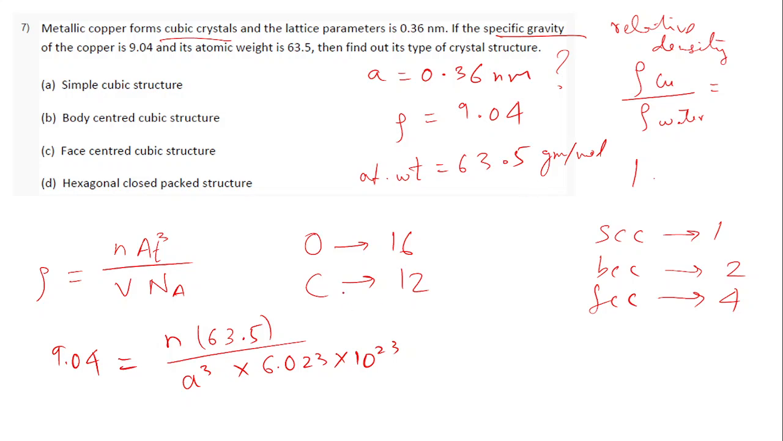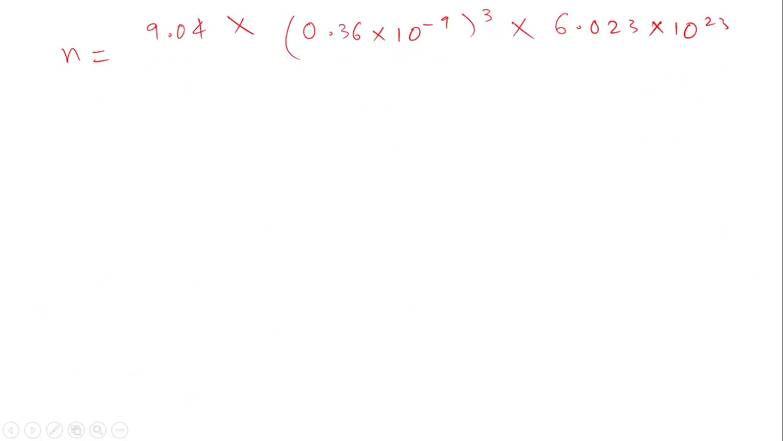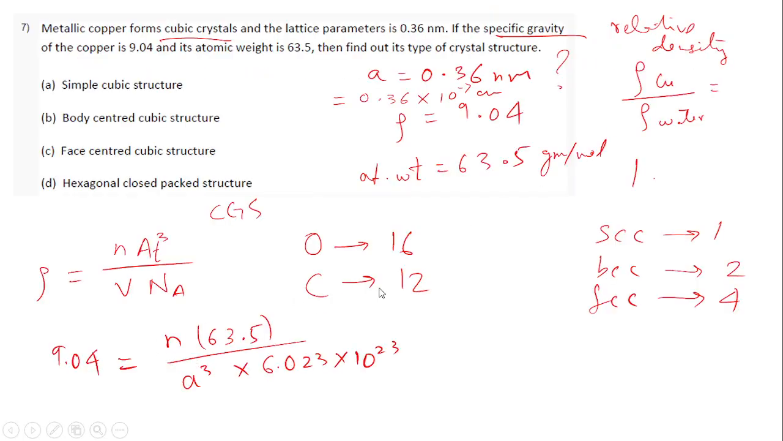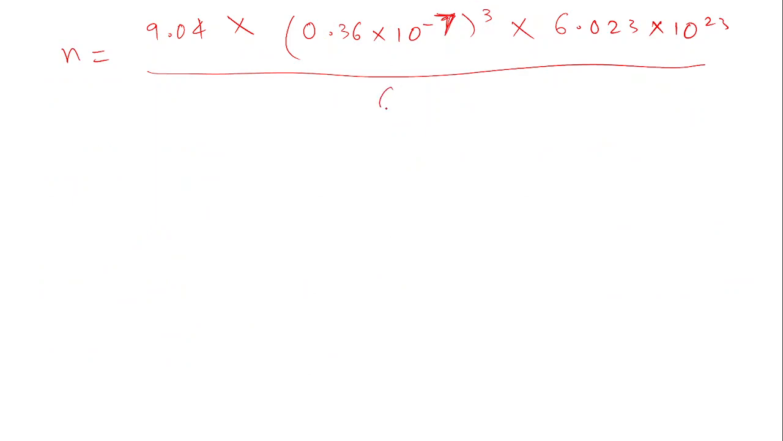So if this is in gram, that means in our formula everything should be in CGS units, right? That means I should not convert this into meter but into centimeter. In centimeter this will become 0.36 times 10 to the power minus 7 centimeter. In meter it would be 10 to the power minus 9, but in centimeter it will be 10 to the power minus 7. So here I should better use this. In 1 mole, these are the number of atoms, divided by 63.5, the atomic weight.